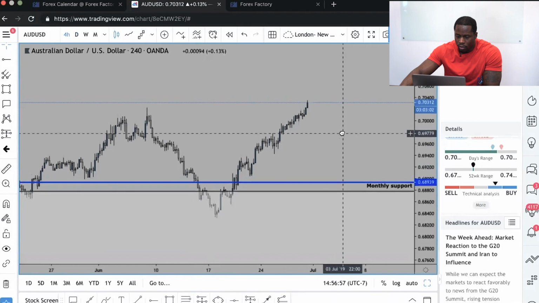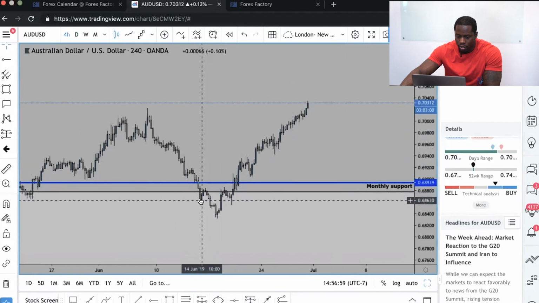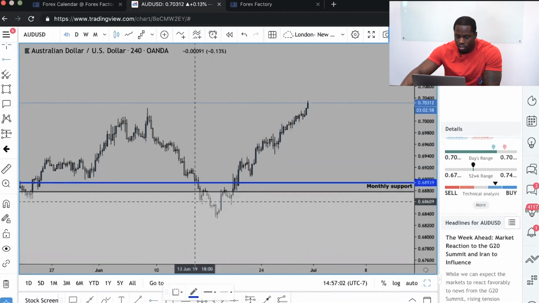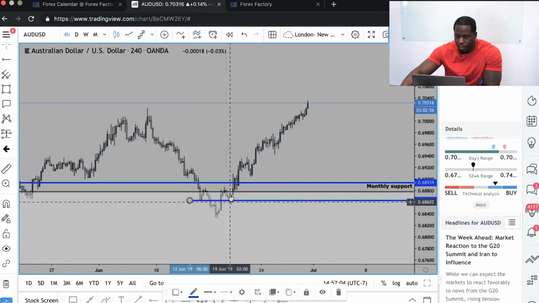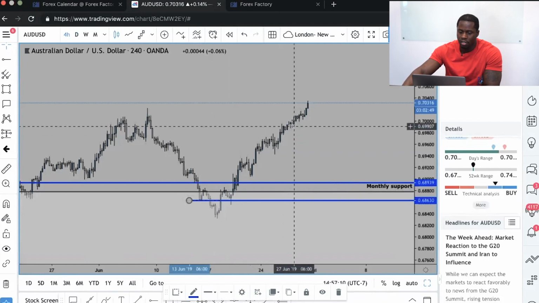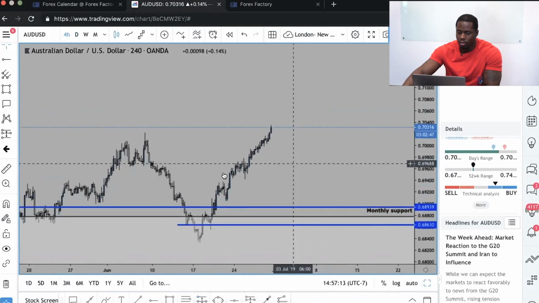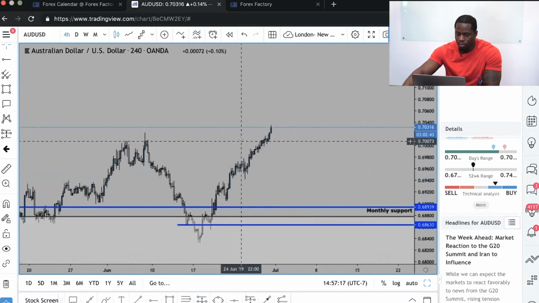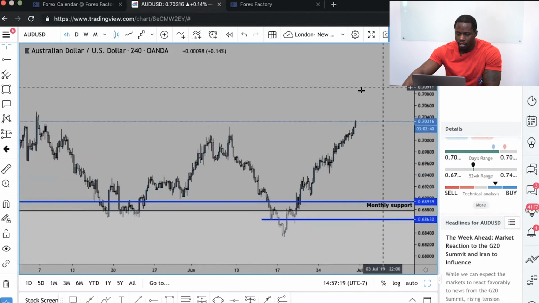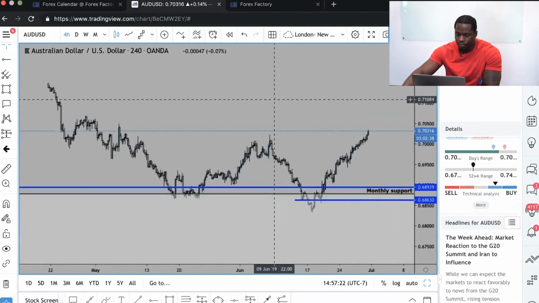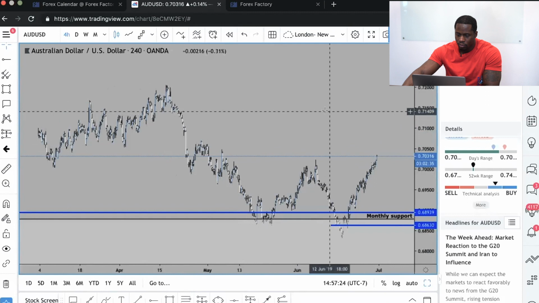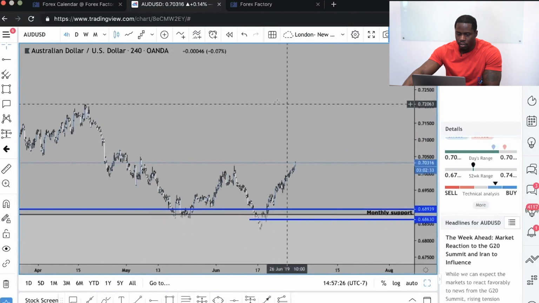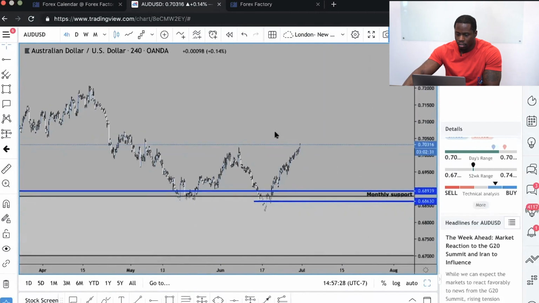So 4-hour time frame, you can see here, this is your last low, right? And it came back into this price. So on the 4-hour time frame, we have an inverted head and shoulders. So we're going to see this as a continuation to the upside. So we're going to wait for it to actually drop down to create a high-low position, right? And then a continuation to the upside. So I will be looking at AUD long.